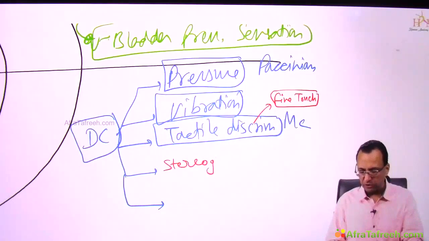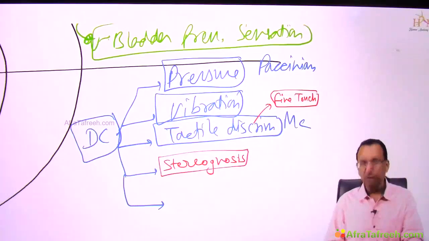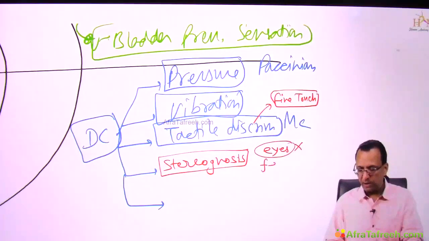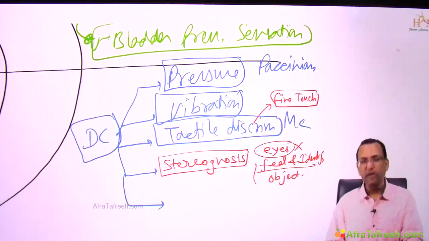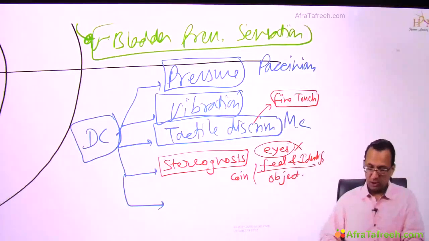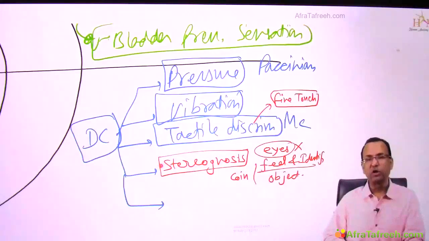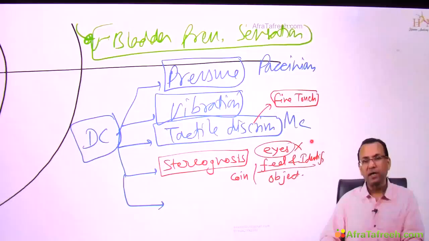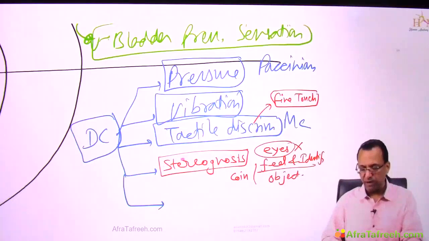And what is stereognosis? You have to tell the patient to close the eyes, feel and identify the object. What object? Maybe a coin. You give a coin to the patient. That is stereognosis. So stereognosis is carried by the dorsal column. Yes. And how do you check that? Ask the patient to close his eyes and give him some object like a coin and tell him, feel the coin, identify the coin, without looking at the coin. Yes, stereognosis is carried by the dorsal column.